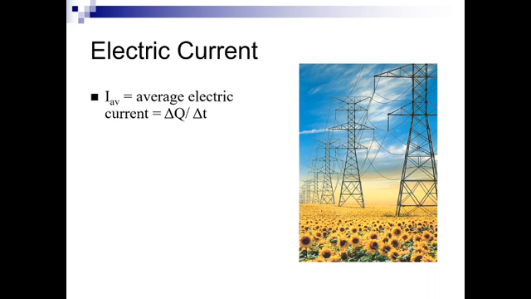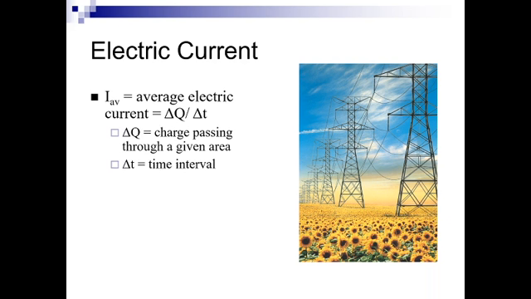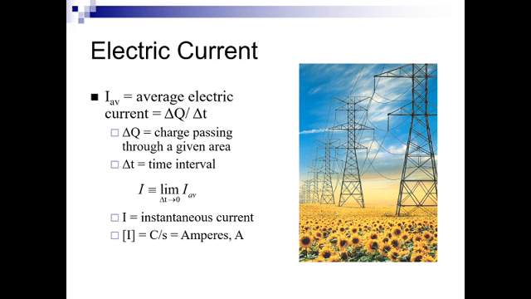When we look at the average, we figure out how much charge is going through a wire in a given amount of time, and delta T is that amount of time. And so what we do is we look at the instantaneous value of that current, and the units of that are what we call amperes, which are coulombs per second. So it's an amount of charge going through a wire in a given time.